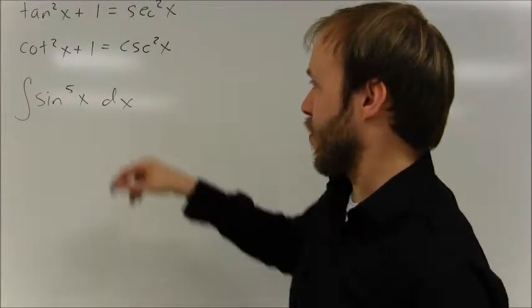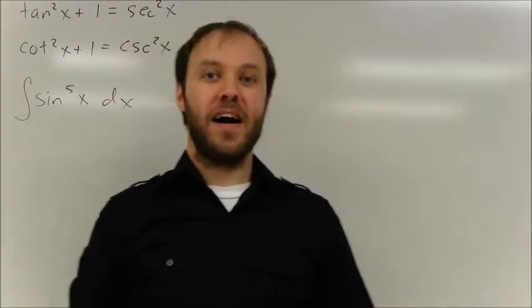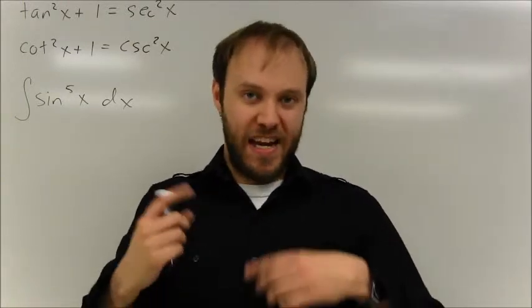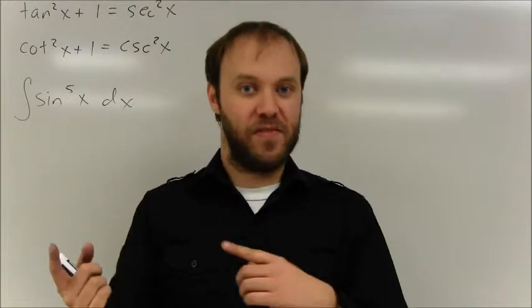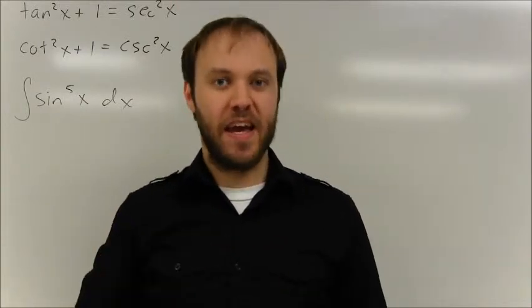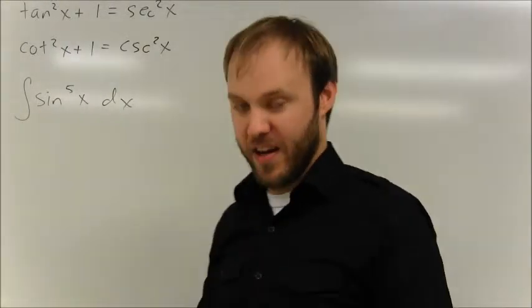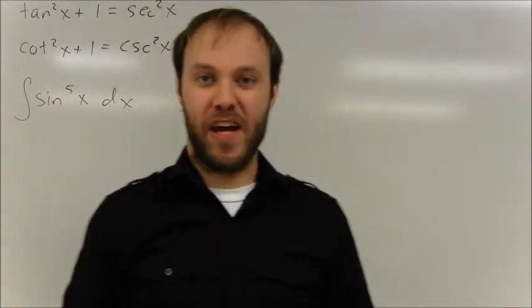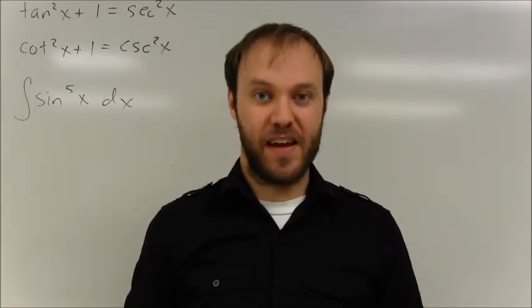And if you notice, there's one relationship that has both a sine squared of x and a cosine squared of x. Basically, sine and cosine are integrals and derivatives of each other, just with signs adjusted. And so as a result, if I can rewrite this as a combination of sines and cosines, I may be able to write this in a way that I have a derivative of an inside function.